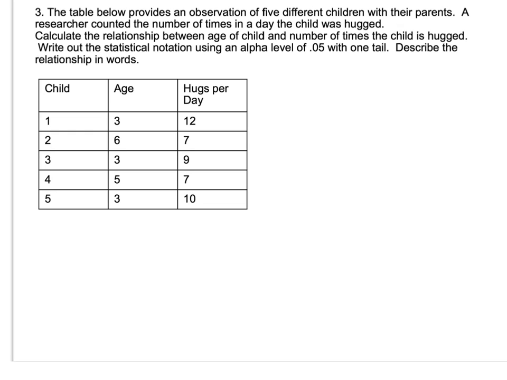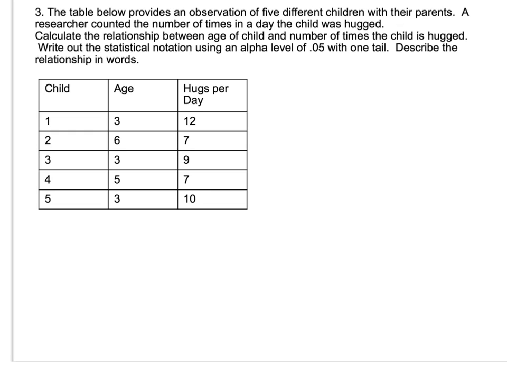So here we have each child, and for each child the researcher measured their age. So for example, child 1 is 3 years old, and for each child during the day the researcher measured how many times they were hugged by their parents. So here on this row, that first child who's 3 was hugged 12 times in a day. And so what the problem wants us to do is to calculate the relationship between these two variables. And when you see to calculate the relationship, it means calculate the correlation.